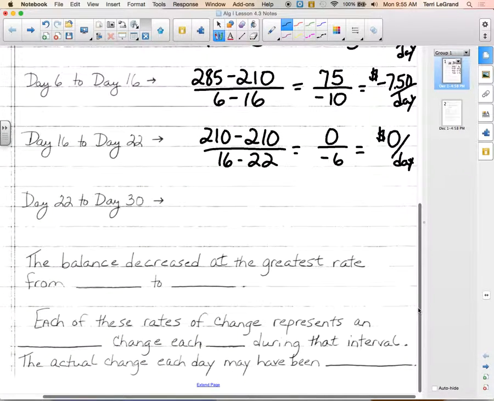Okay, and the last one. Riley, what would be the subtraction problem upstairs for the last one, day 22 to day 30? 210, take away 175, okay? Cameron, what's the subtraction problem downstairs?